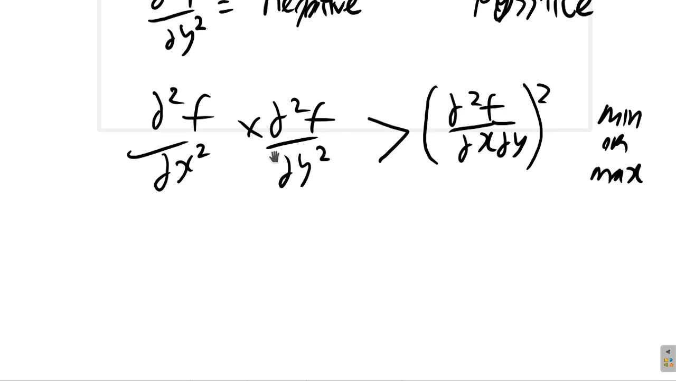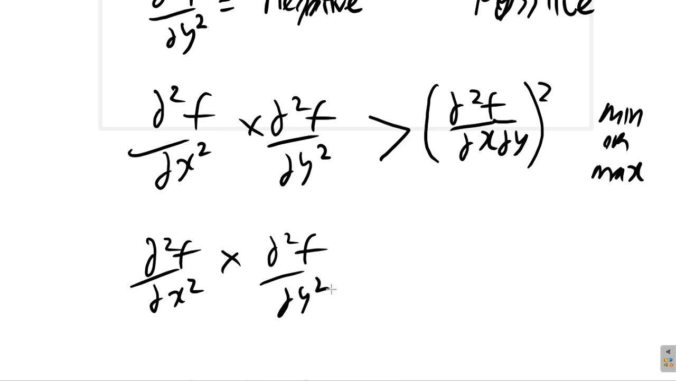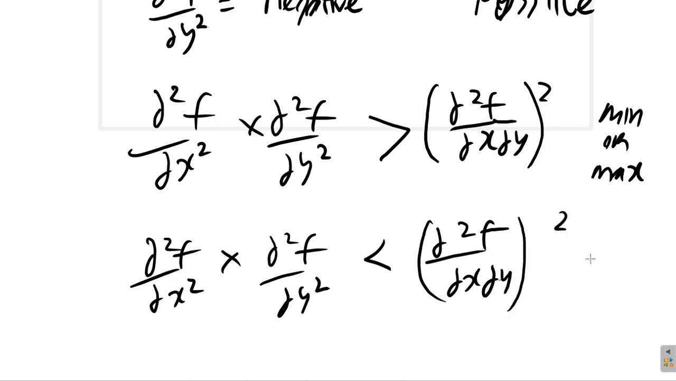Now, here, it also means that if ∂²f/∂x² multiplied by ∂²f/∂y² is less than (∂²f/∂x∂y) squared, then you have a saddle point, right? Now, by the way, remember that ∂²f/∂x∂y is the same as ∂²f/∂y∂x, alright?